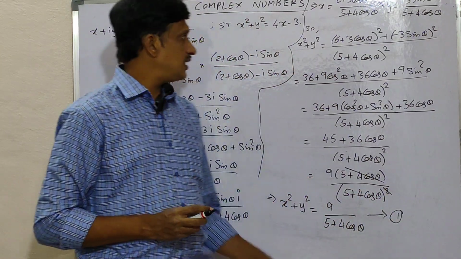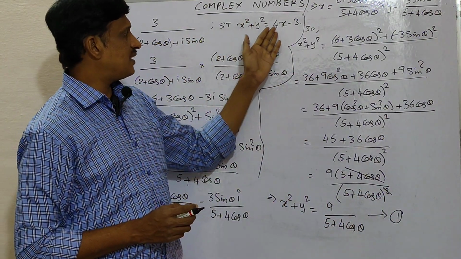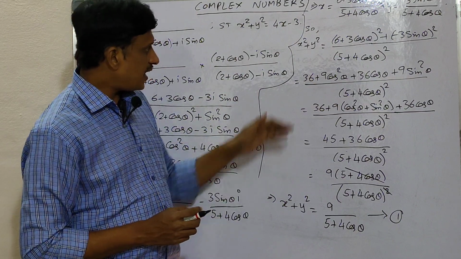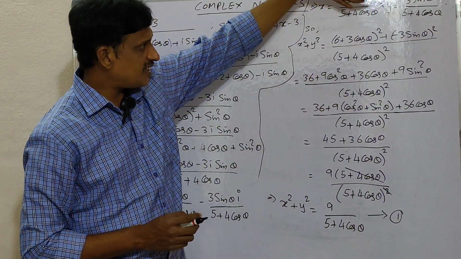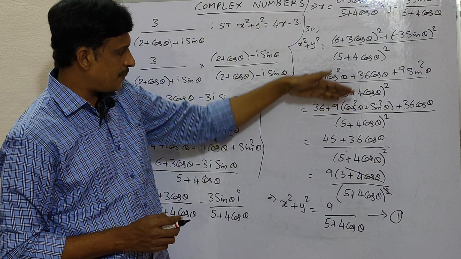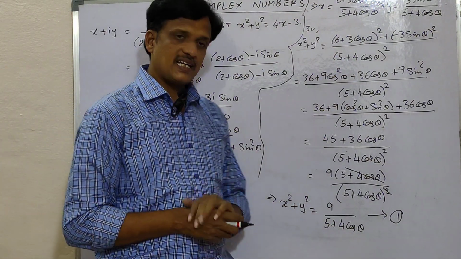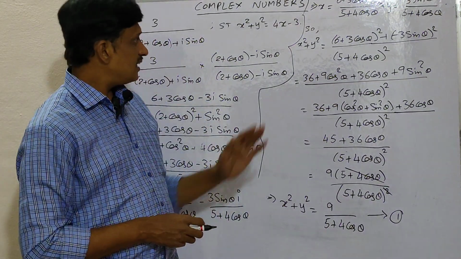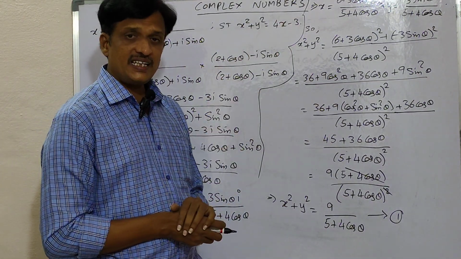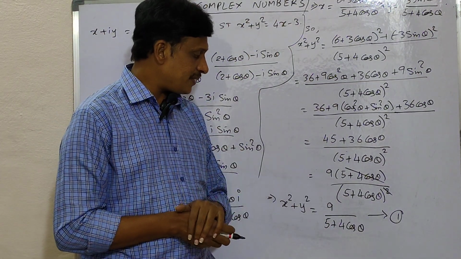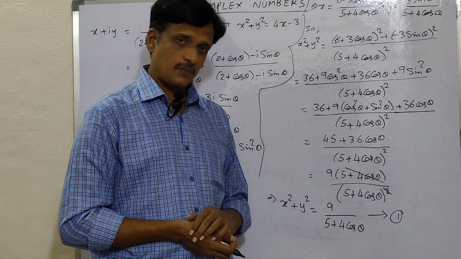Actually here we have to show that x square plus y square is equal to 4x minus 3. But now we just got the values of x and y and then calculated x square plus y square. There you are getting 9 by (5 plus 4 cos theta). Now we need to show that the value of 4x minus 3 is also equal to the same 9 by (5 plus 4 cos theta). Then you can say that both are equal.